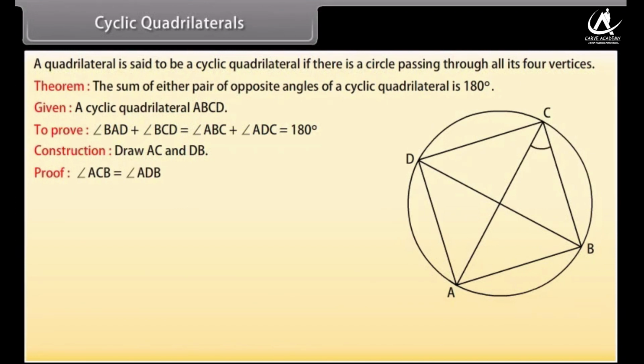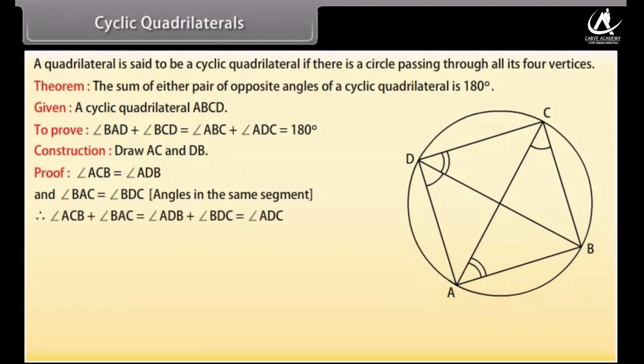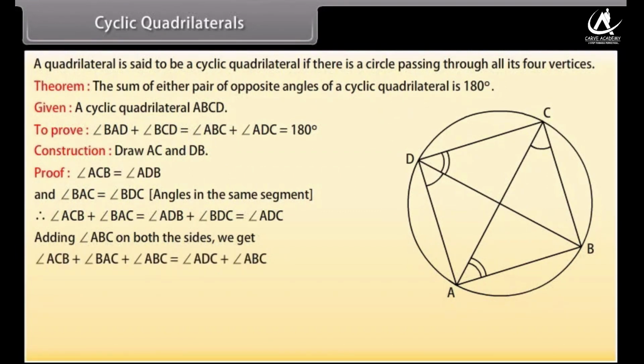Prove. Angle ACB is equal to angle ADB and angle BAC is equal to angle BDC because these are the angles in the same segment. Therefore, angle ACB plus angle BAC is equal to angle ADB plus angle BDC, which equals angle ADC. Adding angle ABC on both the sides, we get angle ACB plus angle BAC plus angle ABC, which is equal to angle ADC plus angle ABC.